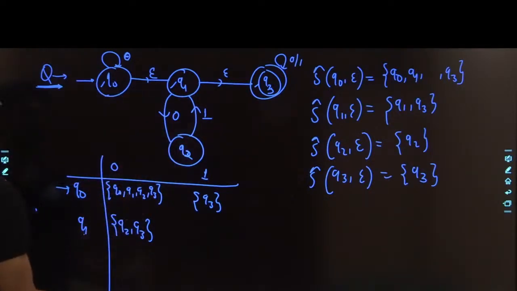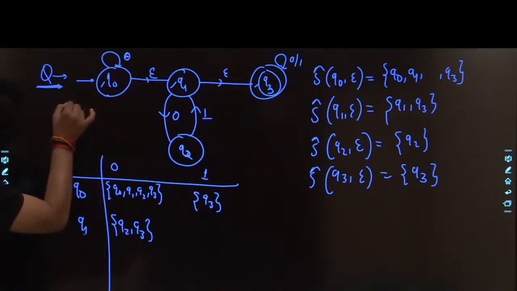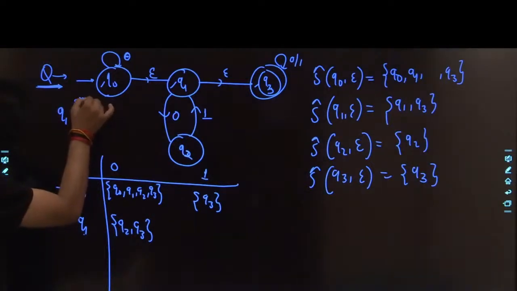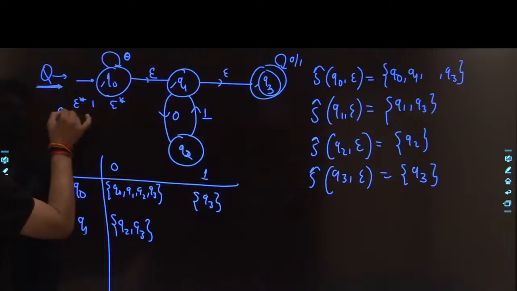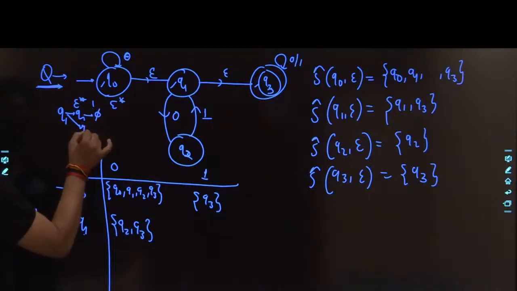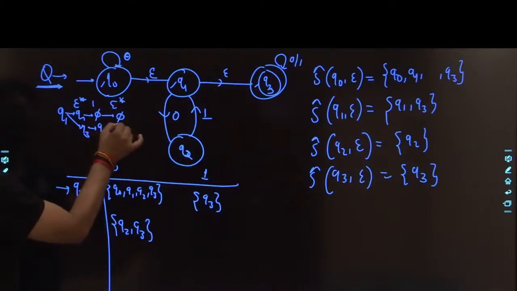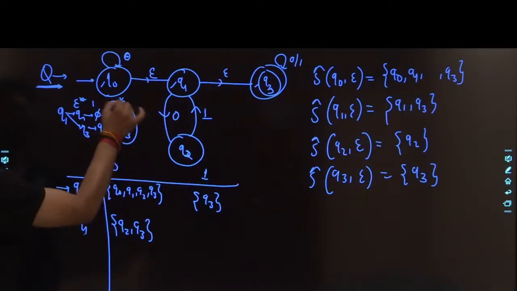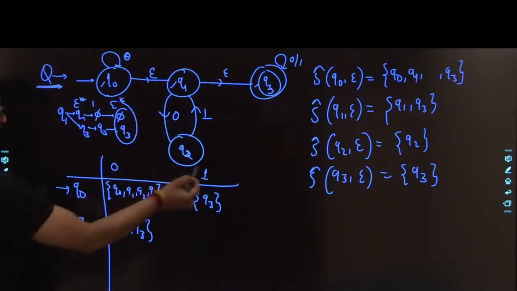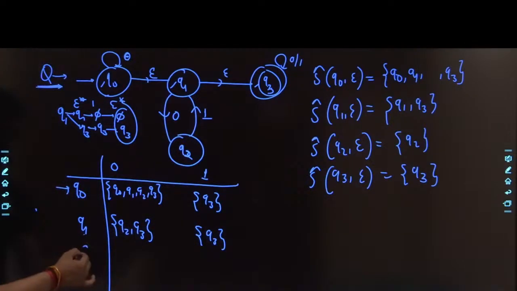Now Q1 on 1: epsilon closure, 1, epsilon closure. What is the epsilon closure of Q1? Q1, Q3. Q1 on 1, phi. Q3 on 1, Q3. Epsilon closure of phi is phi. Epsilon closure of Q3, Q3. Union this. Q1 on 1, it goes to Q3. Now next Q2.